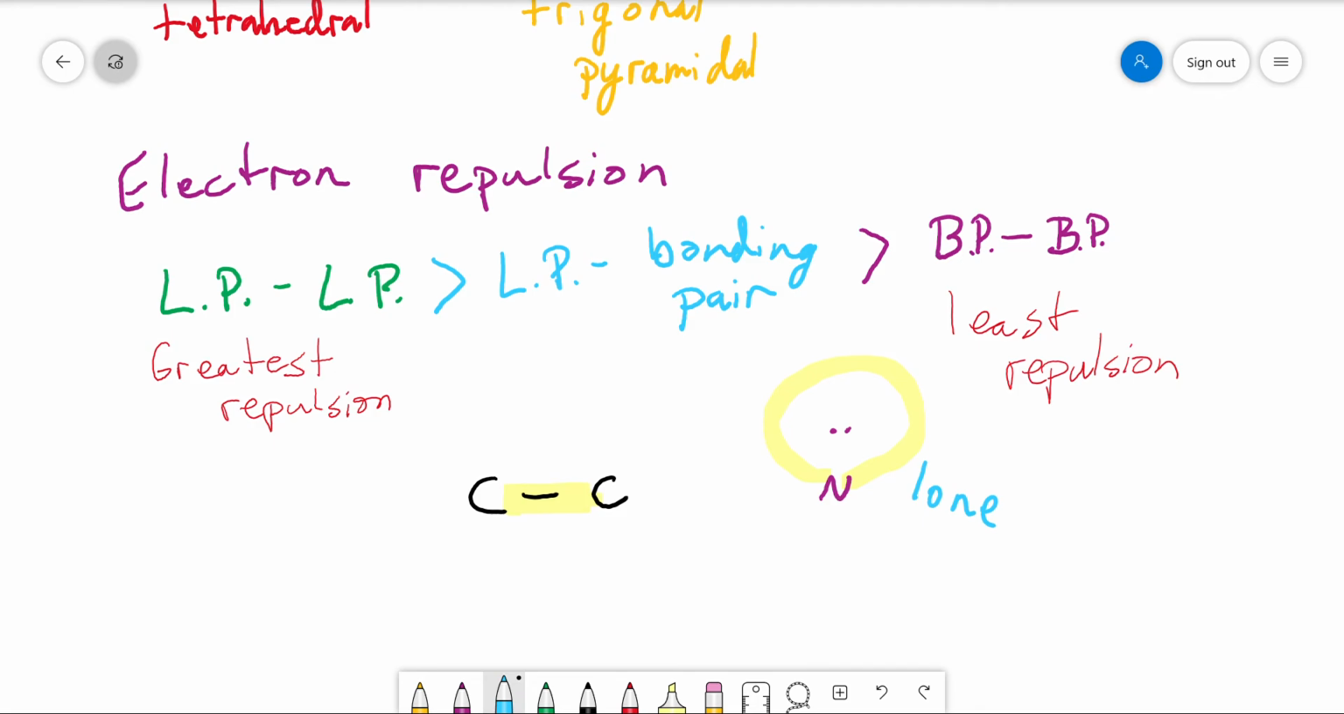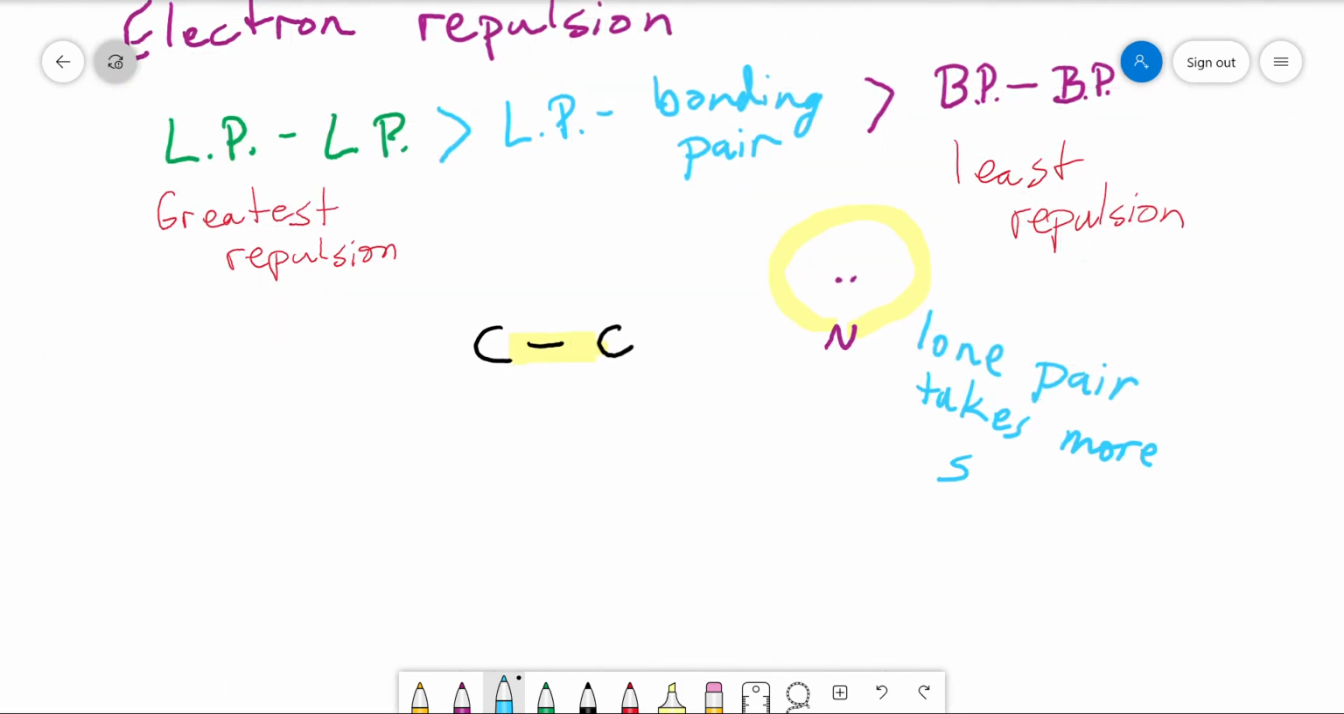Lone pair takes more space. And that's more than the bonding pair does.